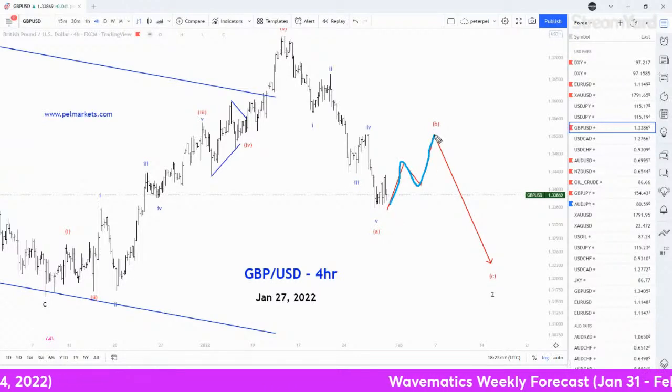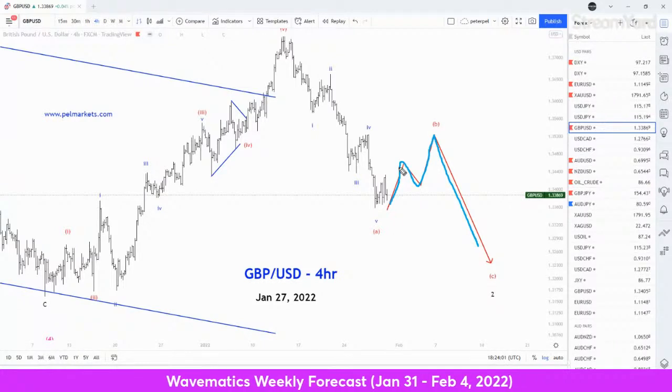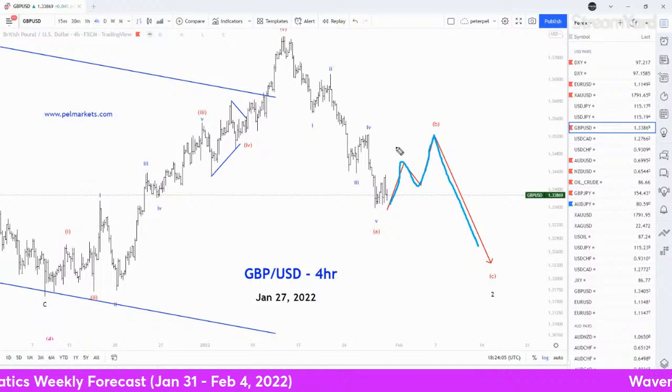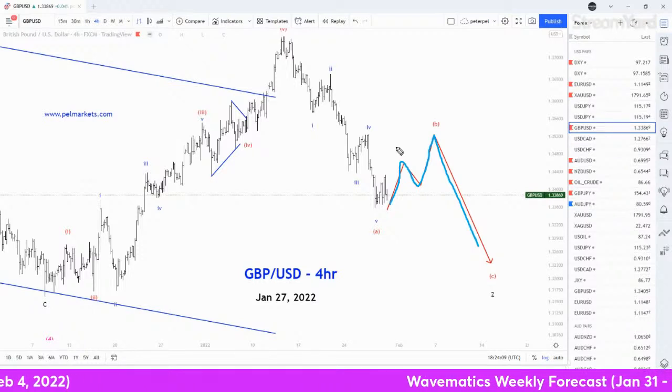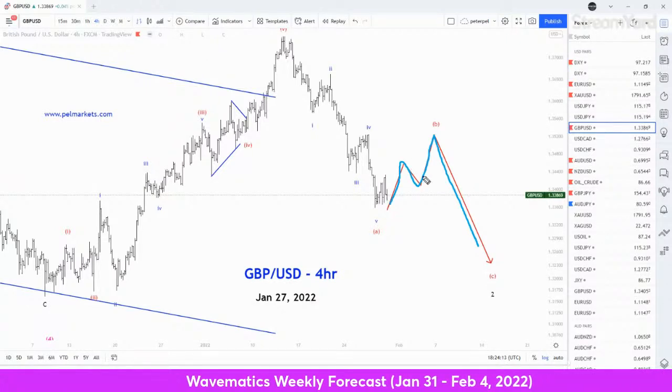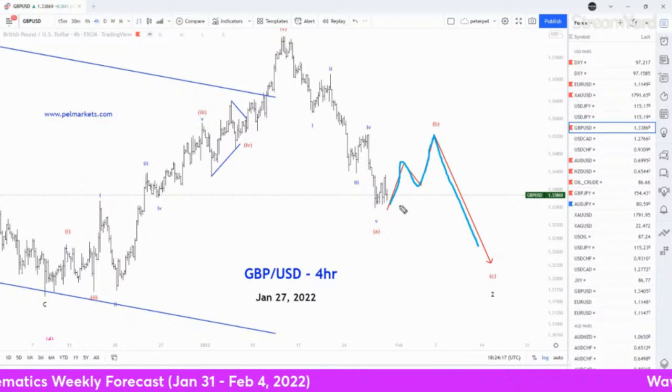Then we are going to continue the downward move, but wait for the wave B correction first. It can be in any form, a flat, a triangle, any pattern. But you only sell when you have enough correction for the trend to really continue. The trend will continue. So now we are anticipating a move like this.